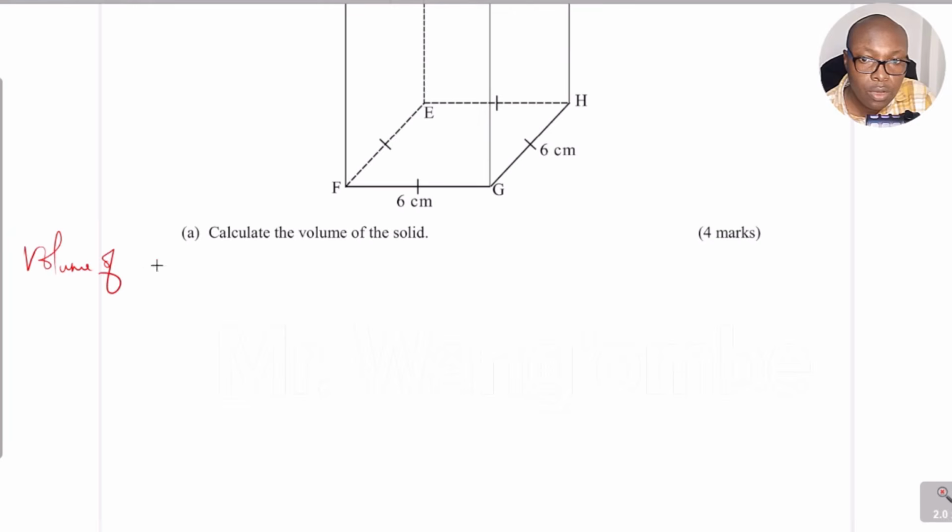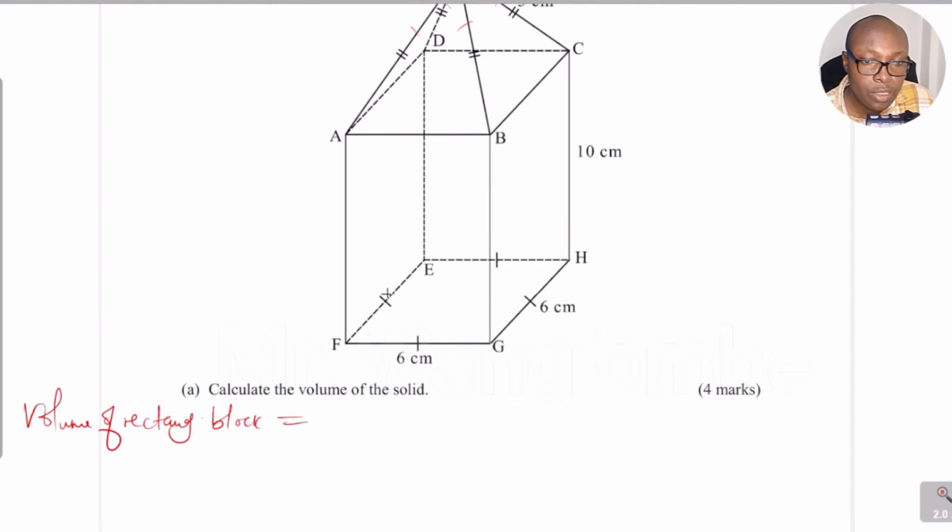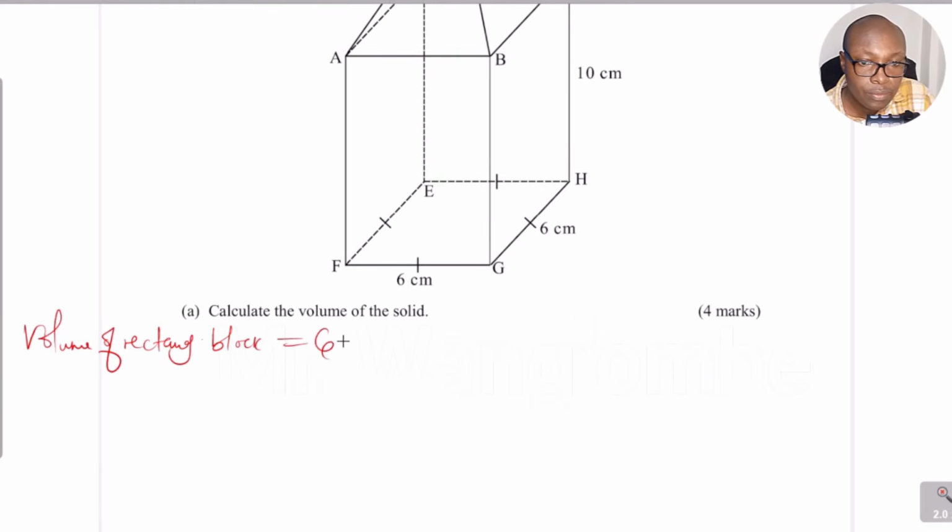Volume of the rectangular block. This will be given by length times width times height, which is 6 centimeters times 6 centimeters, that is the base, and then the height is 10 centimeters. So that is 6 times 6 times 10, which gives 360 centimeters cubed. So that is the volume.